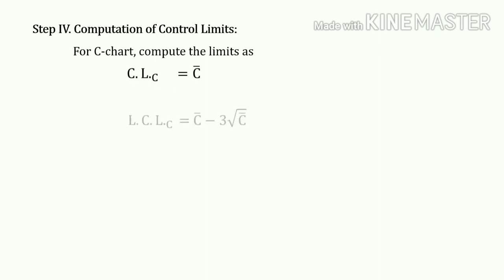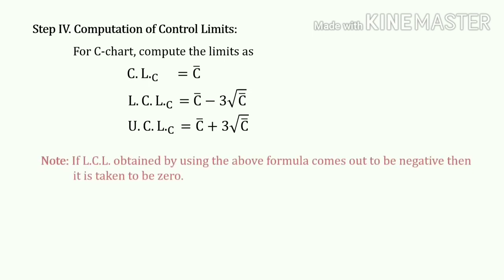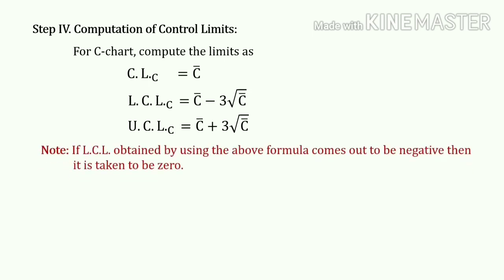We will proceed to step 4, computation of control limits. After calculation of C bar, we compute the 3 control limits. The center line is C bar, lower control limit is C bar minus 3 root C bar, and upper control limit is C bar plus 3 root C bar. Here we have to note that if the lower control limit of the C chart comes out to be negative, then we have to take it as 0 because the number of defects per unit cannot be negative.